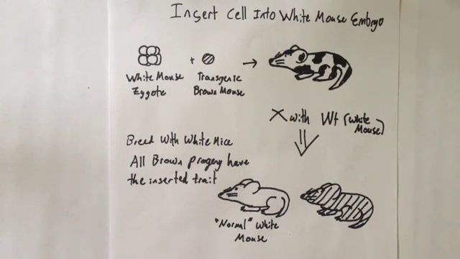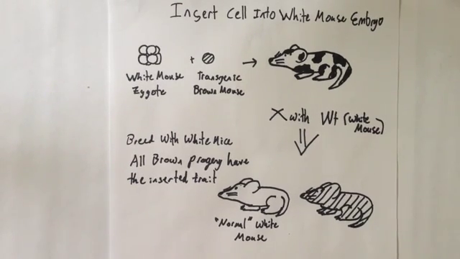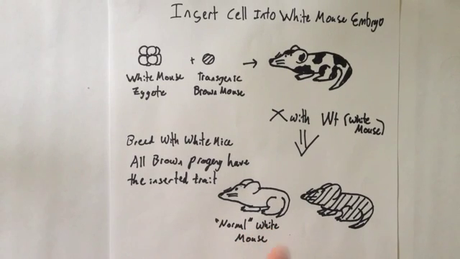So what you're going to want to do is crossbreed this with a wild type or white mouse, and from the progeny you can tell whether or not it was correctly inserted. If it's a normal white mouse, then that means it might not have been inserted correctly, or if it's a brown mouse, it has been inserted, and this mouse will have the desired trait that you tried to insert. So that's it, and I might go into detail later.